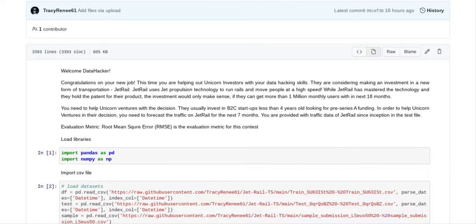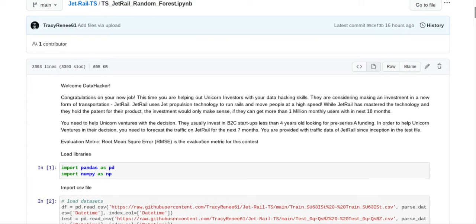You need to help unicorn investors with the decision. They usually invest in B2C startups less than 4 years old looking for pre-series A funding. In order to help unicorn investors in their decision, you need to forecast the traffic on JetRail for the next 7 months. You are provided with traffic data of JetRail since inception in the test file. And the evaluation metric was RMSE.